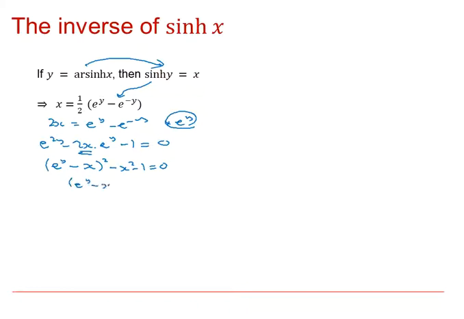So e to the y minus x, all squared, can be written as x squared plus 1. And if we just consider both square roots to start off with, we get plus and minus the square root of x squared plus 1. Therefore e to the y is x plus or minus the square root of x squared plus 1.